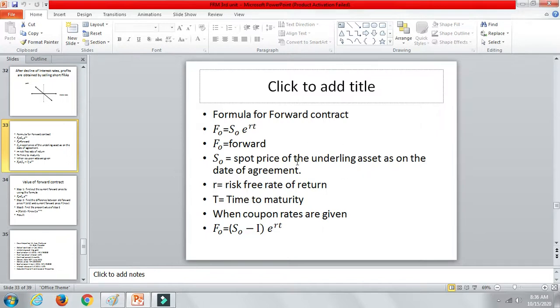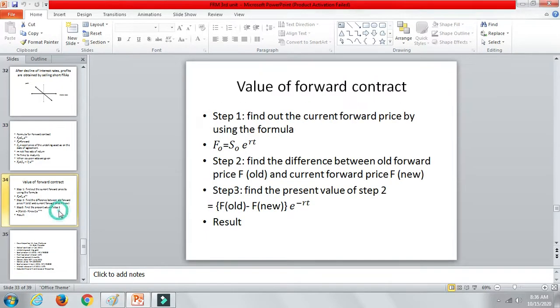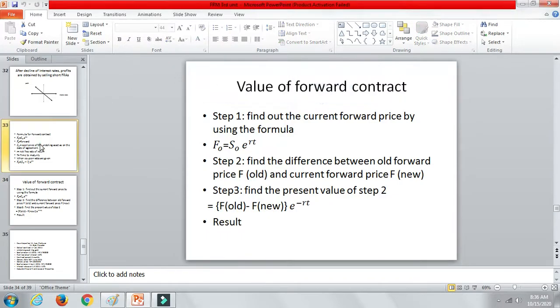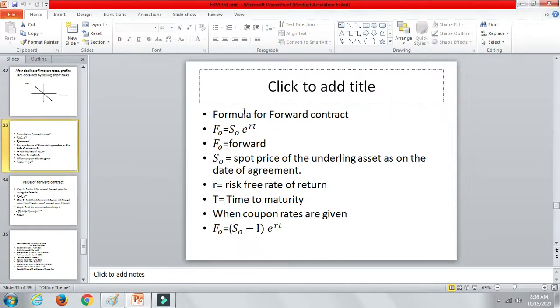This is the main formula. This is nothing but the valuation of a forward contract. When he asks you in the question what is the value of the forward contract, you are going to use this formula: F0 is equal to S0 e power RT. So F0 is nothing but the forward rate.